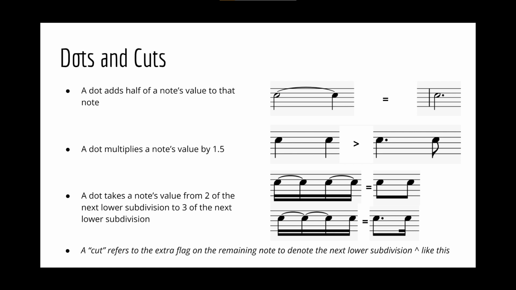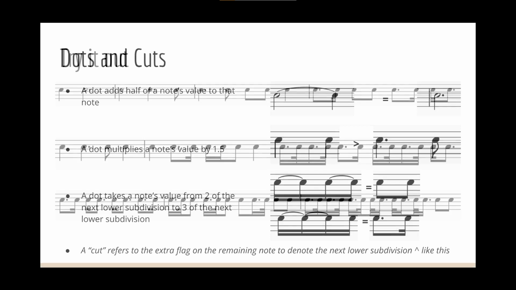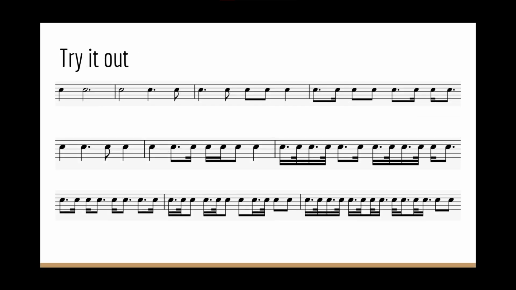The term dot and cut goes together a lot because cut is what it looks like you've done. If you go from the bottom 2 rows of pictures there, you have the 2 eighth notes, and then you have a dot on the first eighth note, and then that extra little flag looks like you've cut the second eighth note. In reality, what you're doing is you're indicating that it's a 16th note. Let's try some dots and cuts.